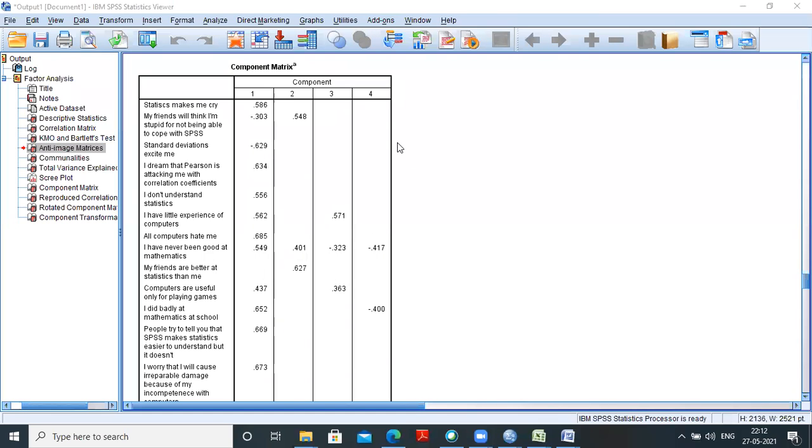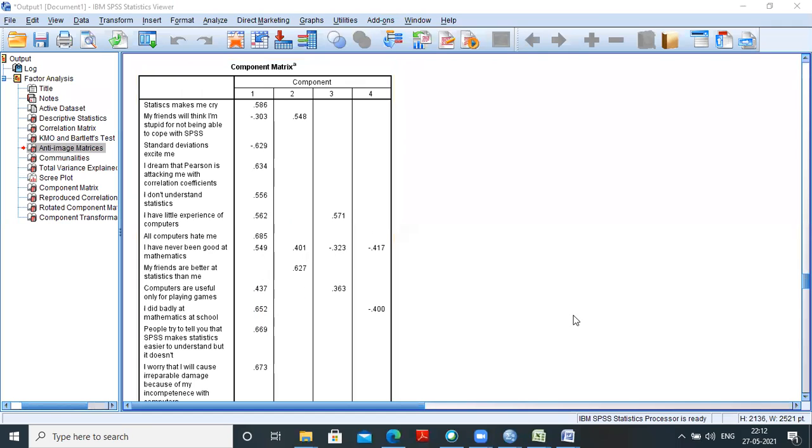Now, we were discussing the component matrix. It is clear from this unrotated component matrix that some of the variables are loaded on more than one component. Like this variable, I have never been good at mathematics. It is loaded on all the four components.